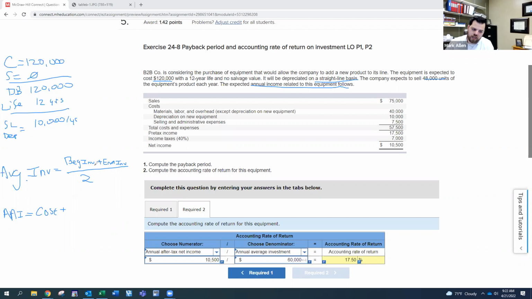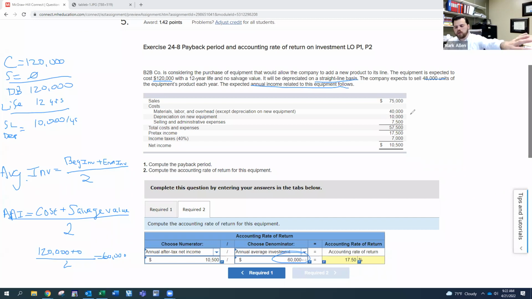So just like my beginning inventory balance was where we started with inventory, with my annual average investment, we're going to start with my beginning book value. Then I'm going to add my ending book value, which I can just call my salvage value. And once again, it's an average of 2 things, so divide that by 2. So cost plus salvage over 2. Well, in this case, my cost is 120. My salvage is 0. Divided by 2, this is just 60,000. There we go. That's where the 60 comes from.